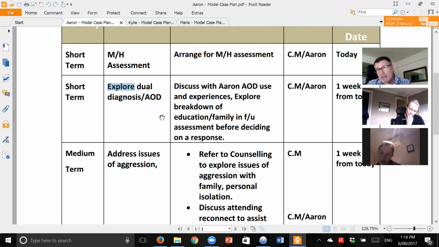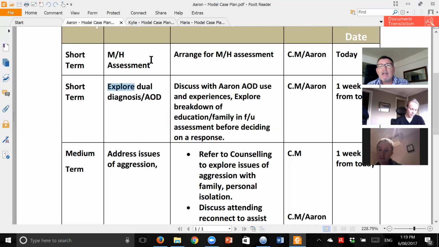Now, let me tell you something else. If you don't have all these down on your case plan, you won't fail. That's not going to be the point. The point is that you've understood how to use the case plan. You've represented some serious suspicions you have, especially the risk ones. The serious risk ones are really important. The short term, is Aaron in danger of harming himself? So that's a serious risk.